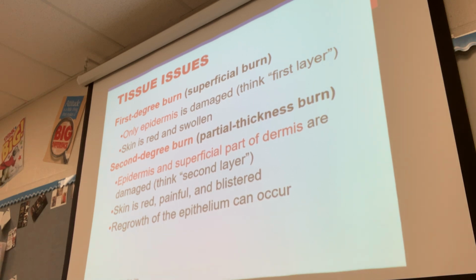The skin gets red, it gets swollen, it hurts, but you're not going to have any blistering or anything like that. Now, the second degree burn. This is going down deeper. The epidermis is completely burned, and you've got the top part of the dermis that's been damaged too. This will cause a blister.